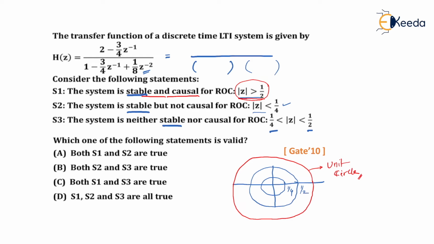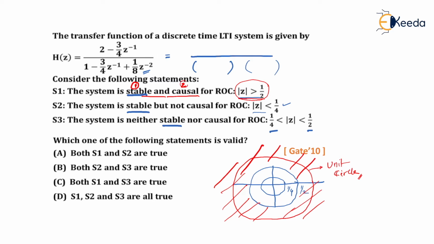Now see to it, if I say that mod of z greater than 1 by 2, it means I'll try to cover this area. And if we are covering this area, as you can see, mod of z greater than 1 by 2 is including the unit circle, therefore it is stable also. Secondly, since ROC is outward, that is outside the outermost circle, I can say that it is causal also. So mod of z greater than 1 by 2 satisfies both the conditions: the system is stable and causal. Once again, the reason I'm saying this is stable is because it is including the unit circle inside ROC.